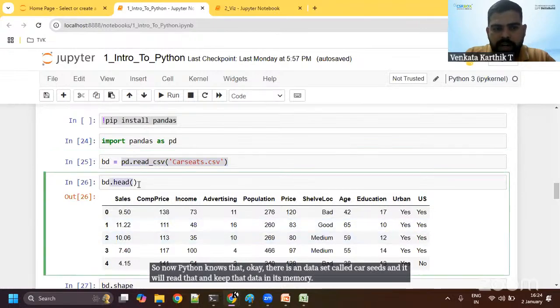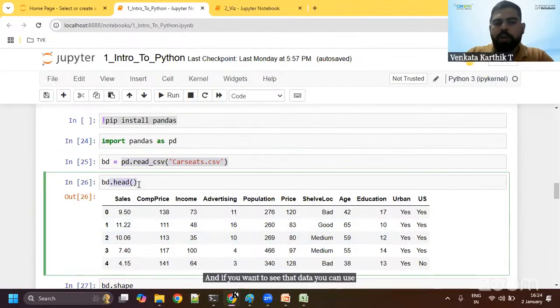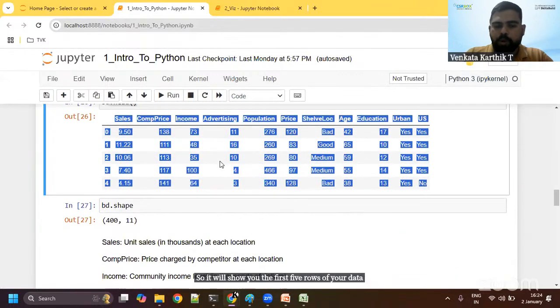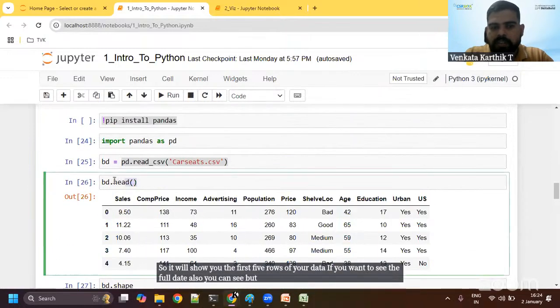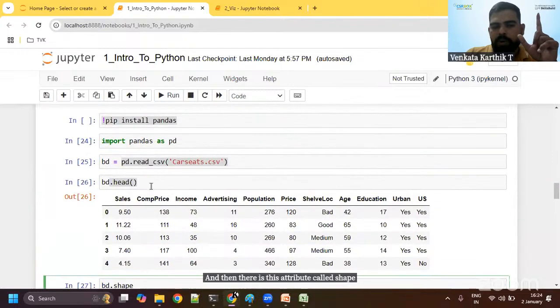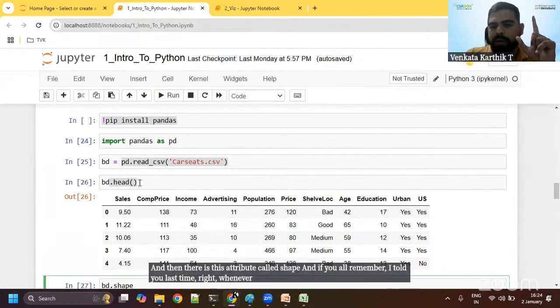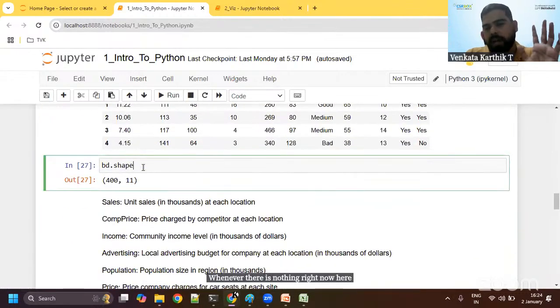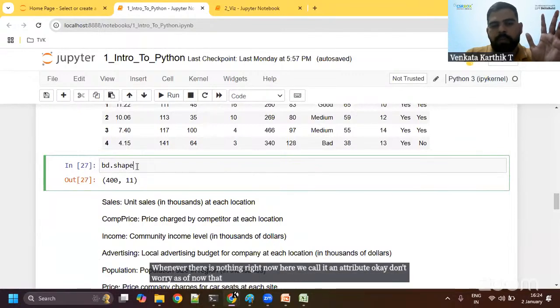And if you want to see that data, you can use this function called head. It will show you the first 5 rows of your data. If you want to see the full data also, you can, but just to see a quick overview of your data, you can use the head function. And then there is this attribute called shape. If you all remember, I told you last time, whenever you see an open and close bracket, that means it's a function. Whenever there is nothing, we call it an attribute. Don't worry about that part as of now. Just remember that shape doesn't have an open and close bracket.